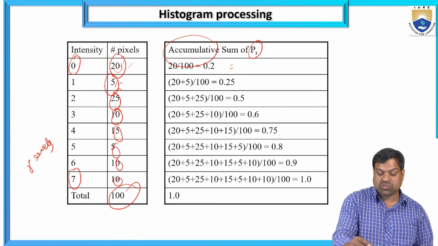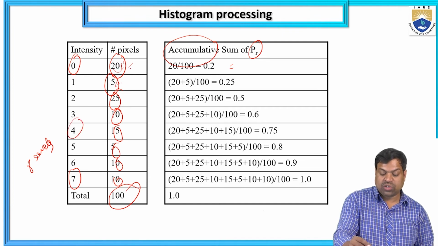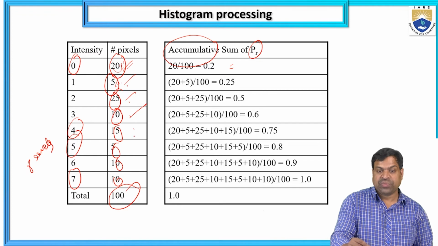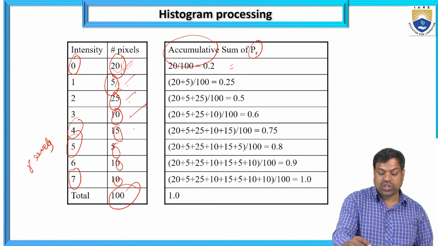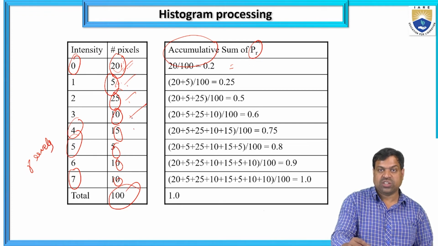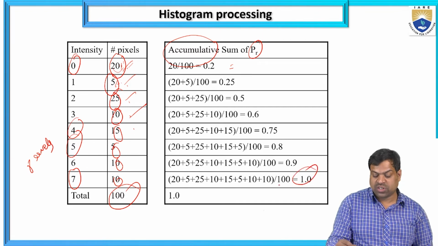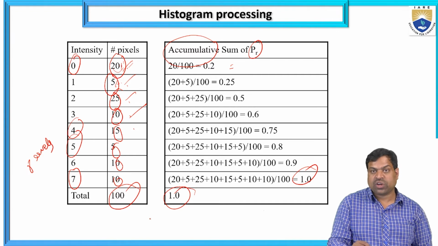Third one, 20 plus 5 plus 25. Fourth one, 20 plus 5 plus 25 plus 10. Fifth one, 20 plus 5 plus 25 plus 10 plus 15. Okay, like that. 7 means 20 plus 5 plus 25 plus 10 plus 15 plus 5 plus 10 plus 10. So how much? 1. So what is the final value? Okay, what is the final means?